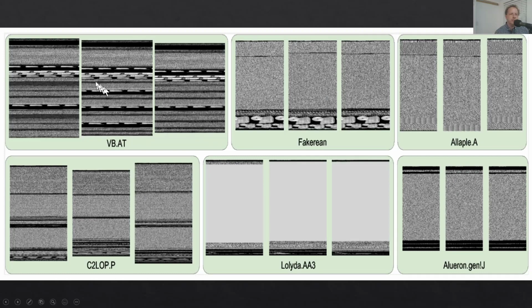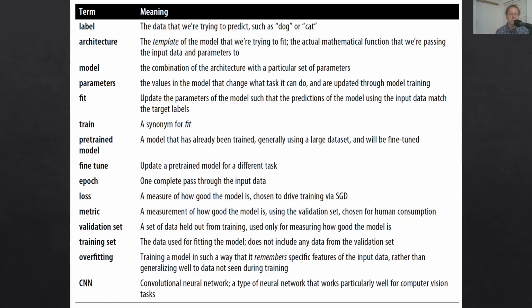Another cool example of this is looking at different viruses and again, turning them into pictures. And you can kind of see how they've got here, this is from a paper, check out the book for the citation. They've got 3 examples of a particular virus called VB.AT and another example of a particular virus called Fakery. And you can see in each case, the pictures all look kind of similar. And that's why, again, they can get state-of-the-art results in virus detection by turning the program signatures into pictures and putting them through image recognition.